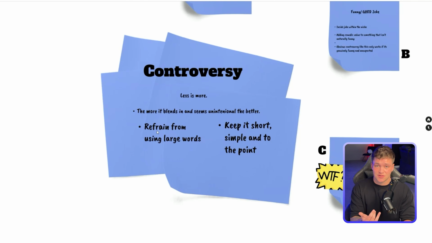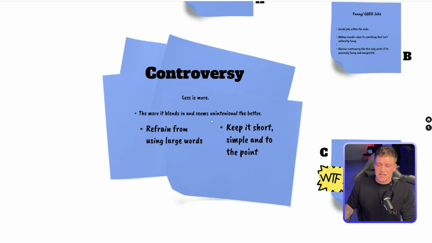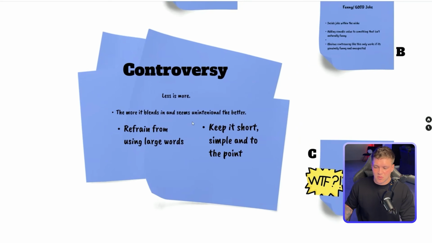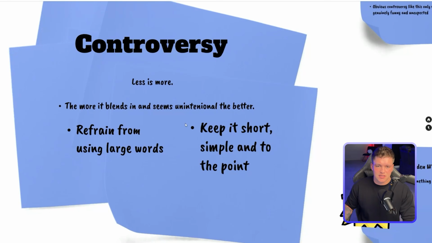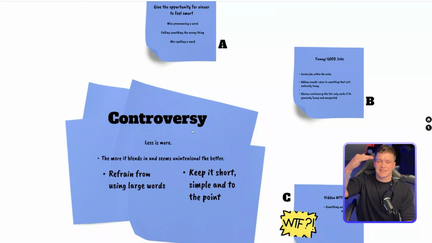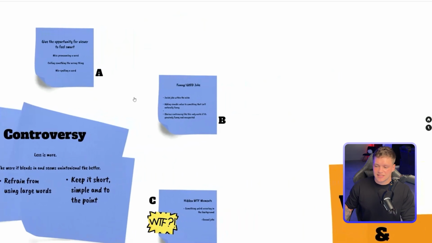So you never want to use super complicated words, because if people don't understand something, they're not going to be engaged no matter what. You also want to keep it short, simple, and to the point. You never want your hooks to be like six lines. It just doesn't make sense. Two to three lines max. But now let's get back into controversy.